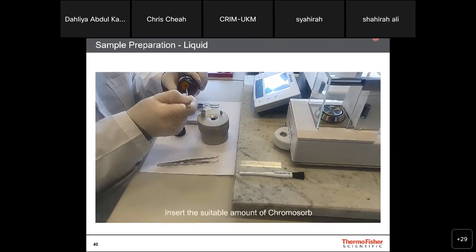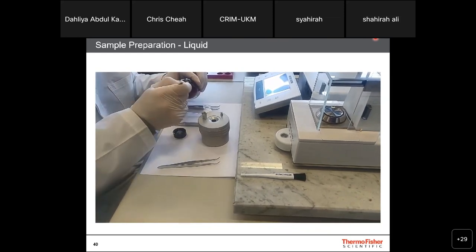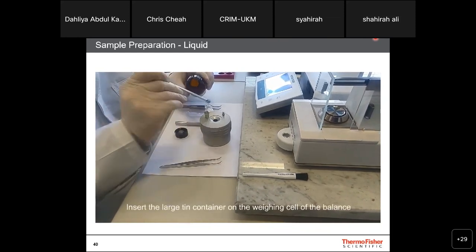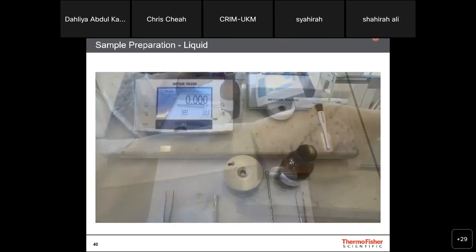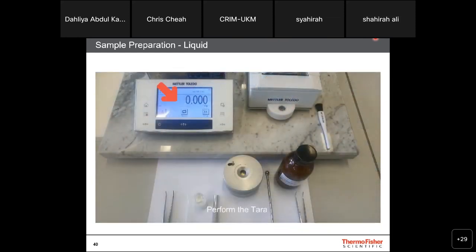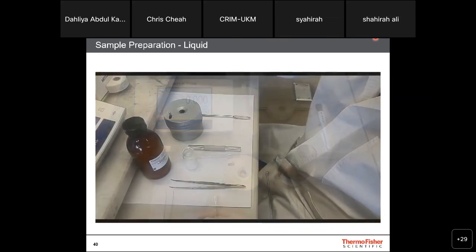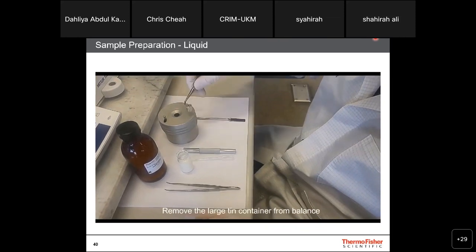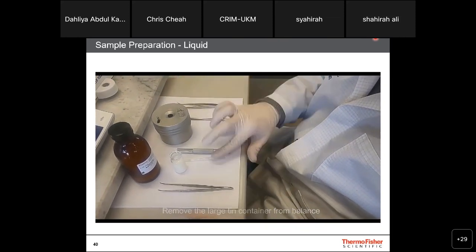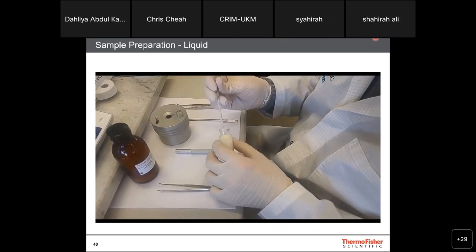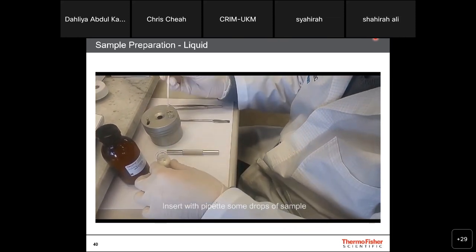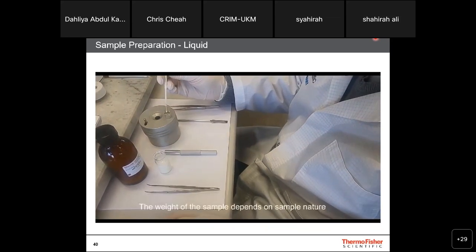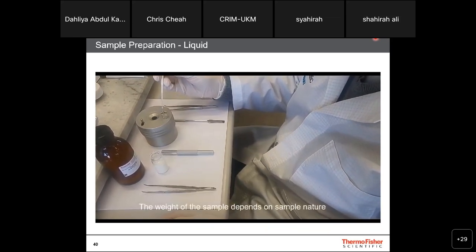So this chromosome will be inserted. So perform a second round of test, because we need the eventual actual sample weight. Okay, so this liquid sample, I have no idea what this is, maybe a milk product. Yeah. So just add a few drops.